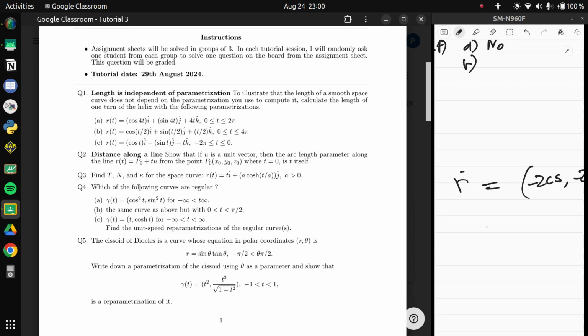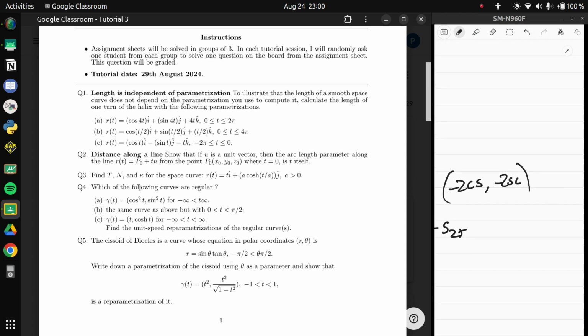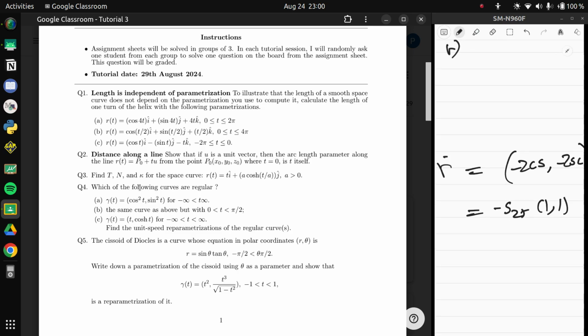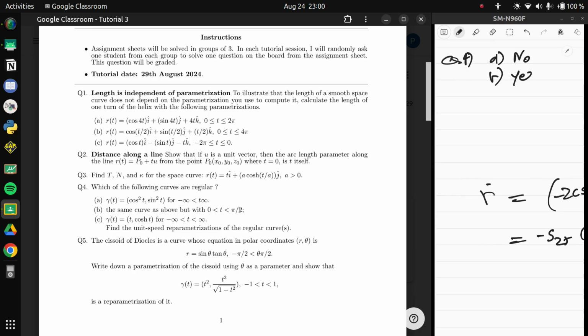So this thing is just negative sine 2t and 1 comma 1, right? So when is sine 2t equal to 0? That happens when 2t is n pi, so it will happen at 0 and pi by 2, but that's never going to be happening. So yeah, it is, I guess that's actually correct. Okay, C is t comma cosine h of t.